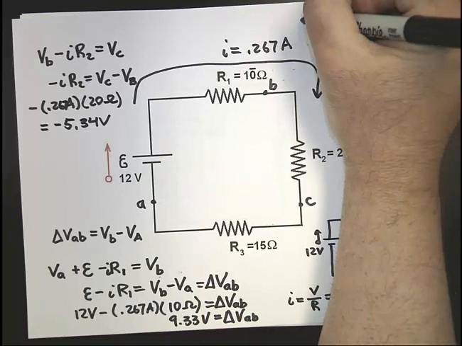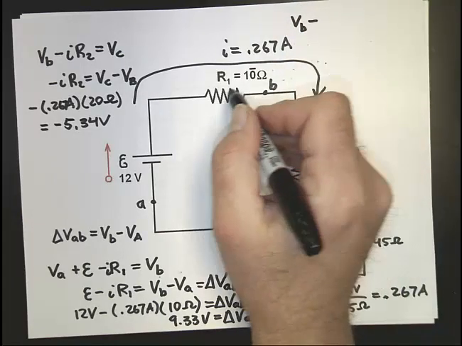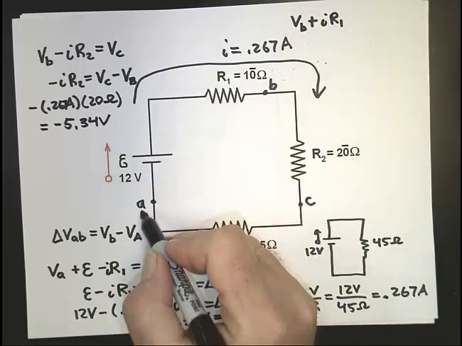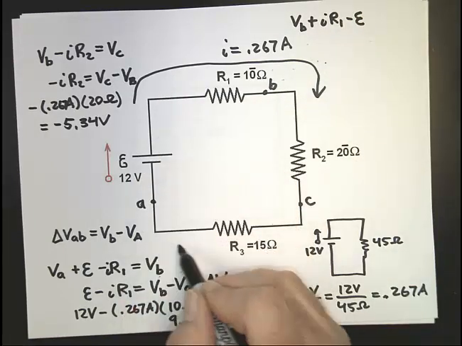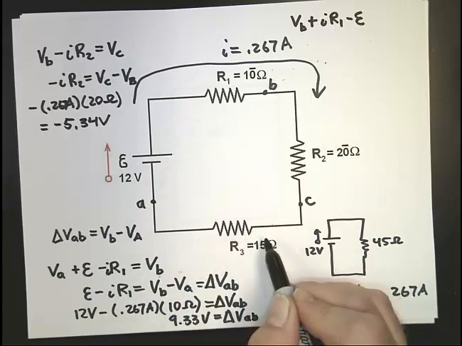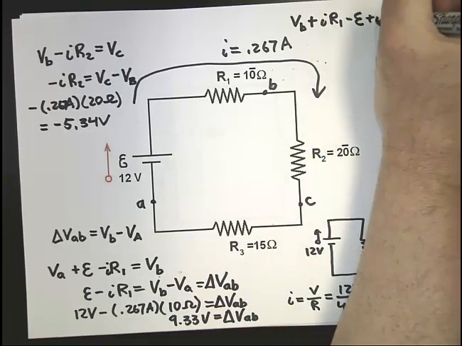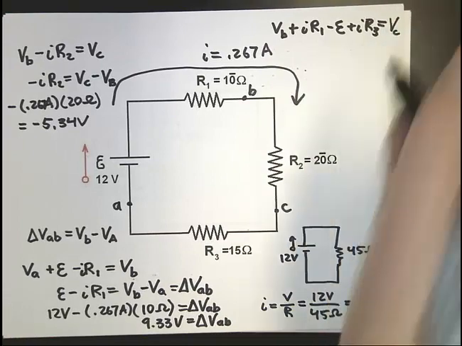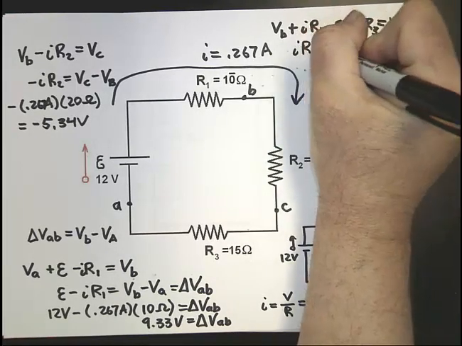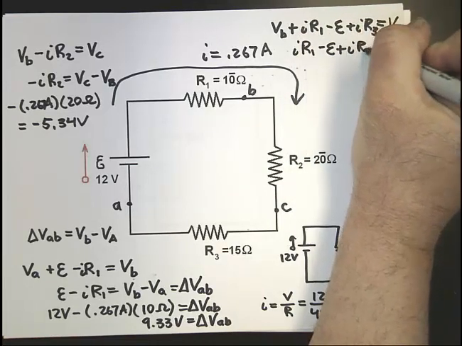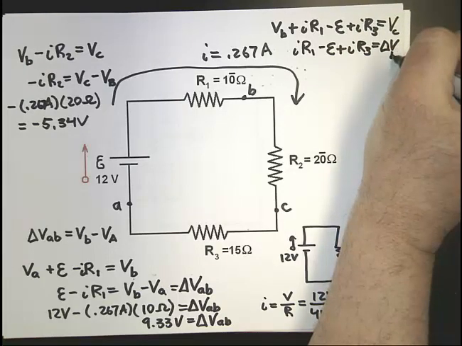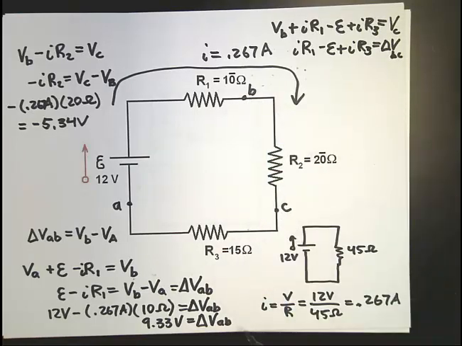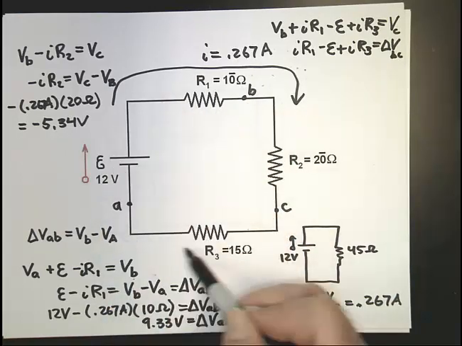Okay, if we did that, we'd say potential at B, and now we're going against the current, so we'd actually say plus IR1. We're going against the battery, so we're going to say minus E. We're going against the current here, so we're going to say plus IR3 equals voltage at C. So IR1 minus E plus IR3 equals the difference in potential between B and C the other way. Okay, so it doesn't matter which way you go. I certainly would go this way if I'm looking for the potential difference, but you're going to get the same answer if you come around the other way.